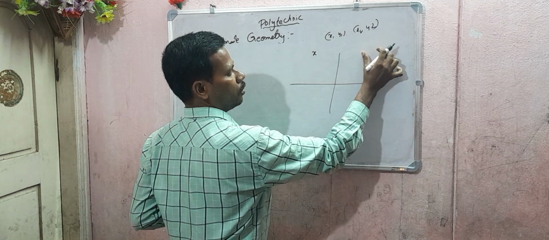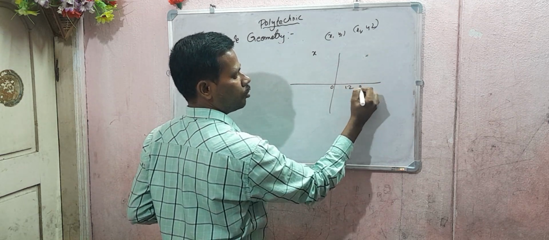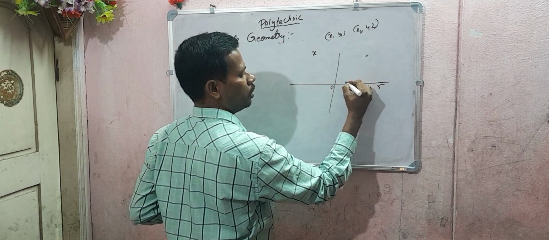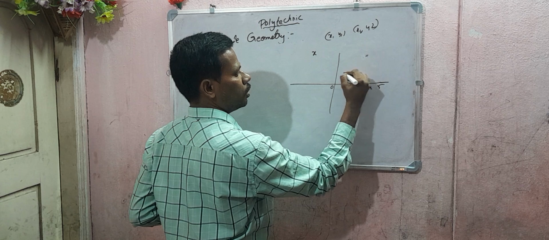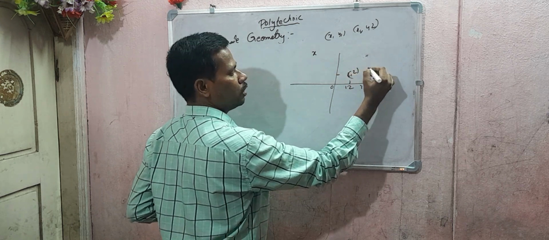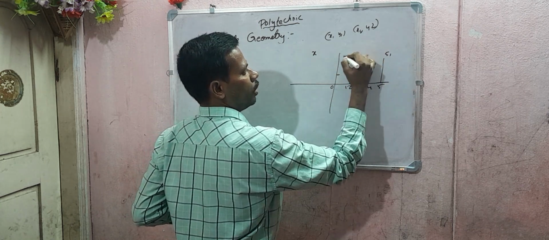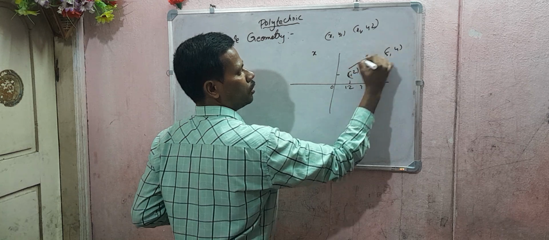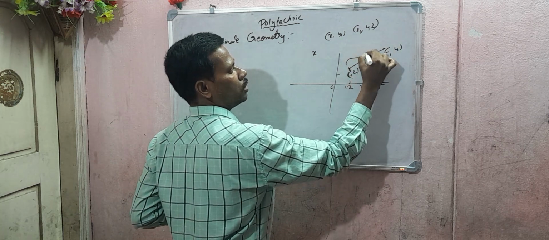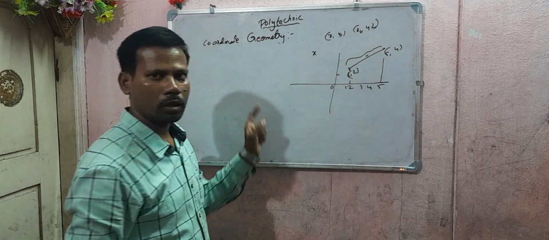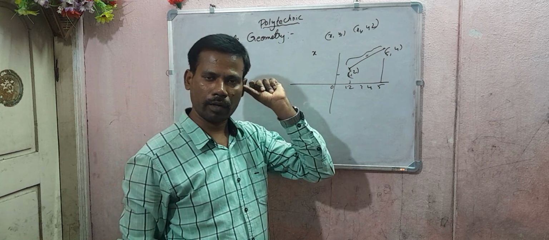Something x1. Here is 0, 1, 2, 3, 4, 5, and here some 2, 2 is there, and here some 5, 4 is there. Just mark this. What is the distance between these two? This coordinate geometry is nothing but graphical representation.